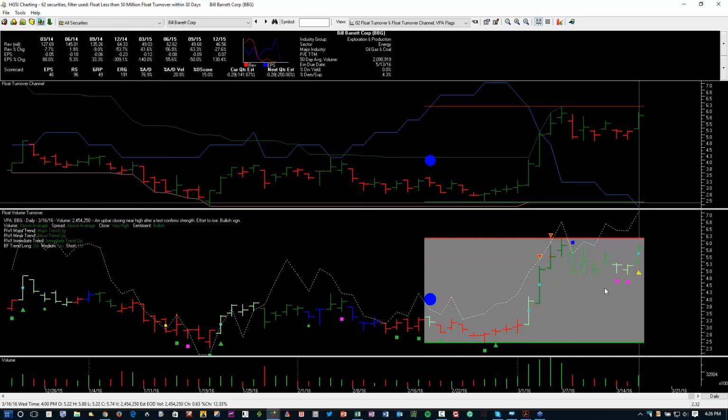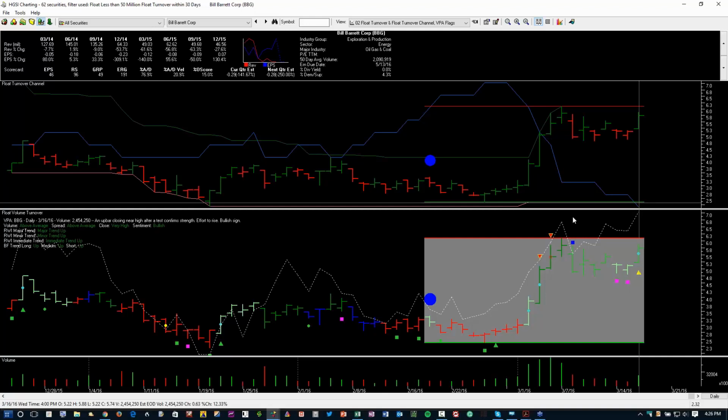Okay, and then the group line's in here. Group line is so important. Look how this stock and the group pretty much track together all the way through. Of course, there's going to be discrepancies and divergences, but not that many. So it's very, very important.